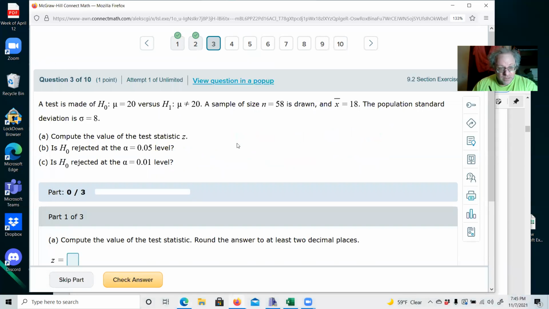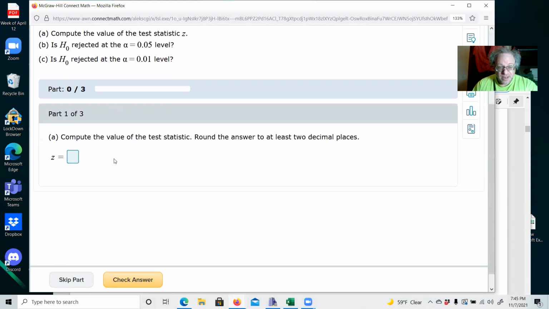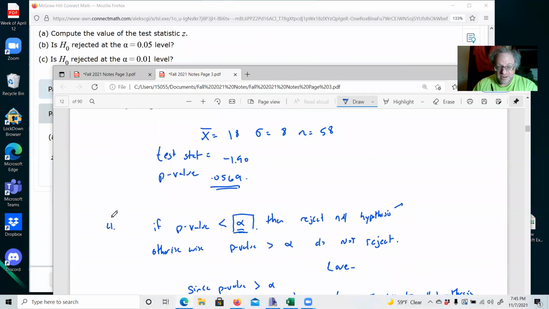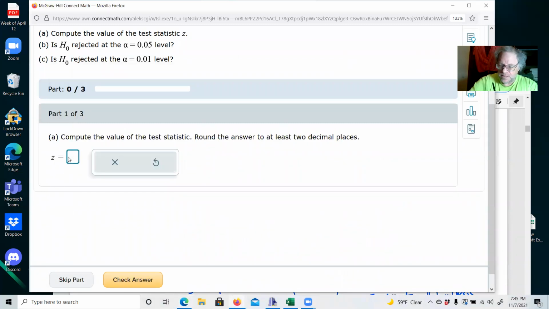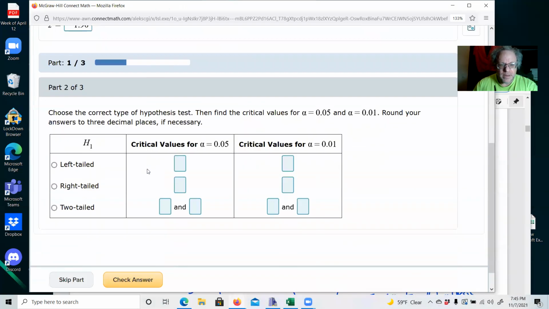Okay. So in this case, the test statistic, this was 2 decimal places. So this was negative 1.90. Okay, negative 1.90. Okay, check. All right.